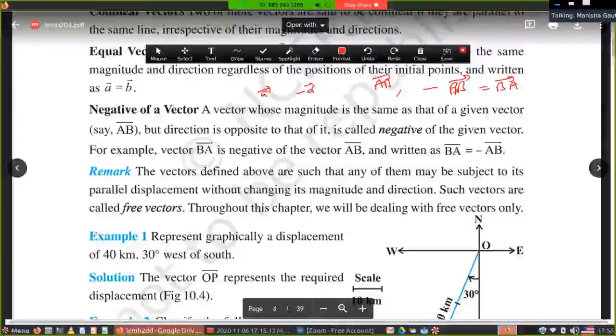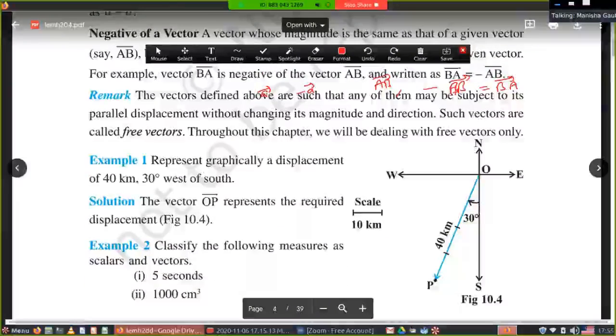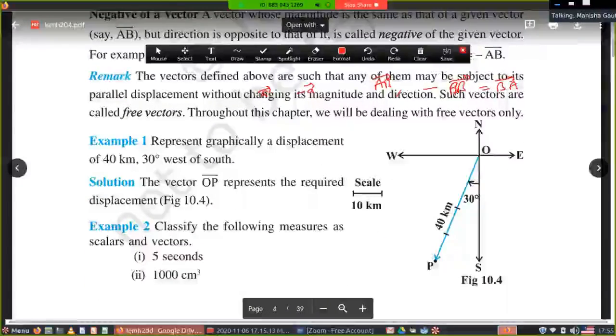These are a few basic definitions of the vector. Now example number one: represent graphically a displacement of 40 kilometers 30 degrees west of south. West of south means from south you move towards west, and how many degrees? 30 degrees, and represent it like this. This is the way to represent the question.